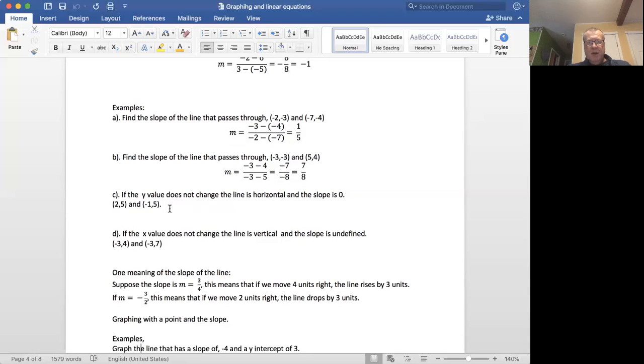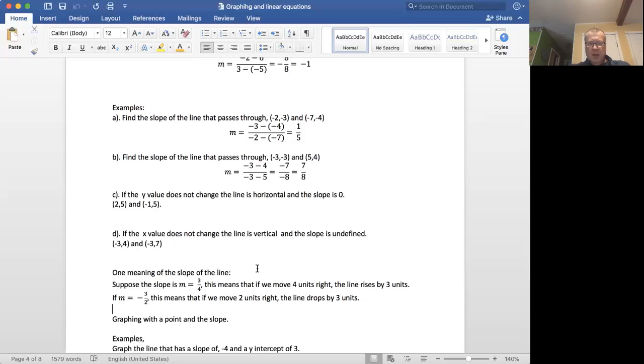If the y value does not change, we have a horizontal line. Remember, a horizontal line is straight across, and that means that the slope is 0. There's no steepness. If the x value doesn't change, that means we have an undefined slope. There's going to be a 0 in the denominator, because we take same thing minus same thing in the denominator, we get 0. That's an undefined fraction. And that's a vertical line. That's straight up and down.